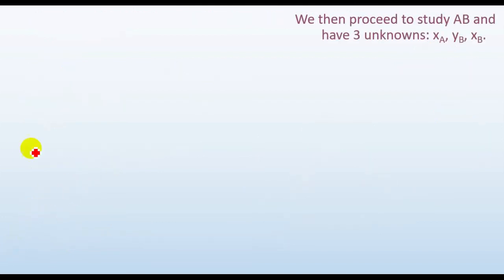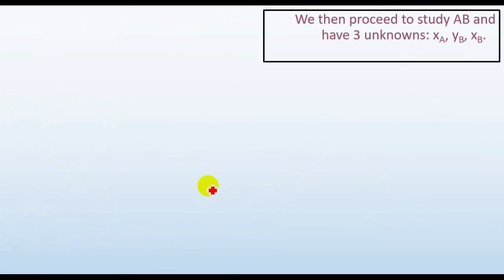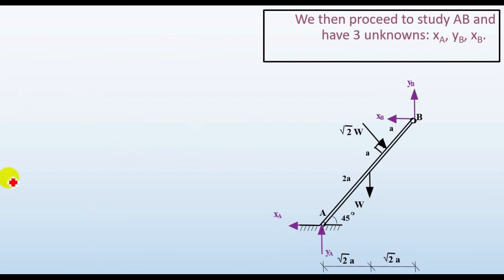Okay, now we proceed to study A and B and have unknown variables. What are our unknown variables?